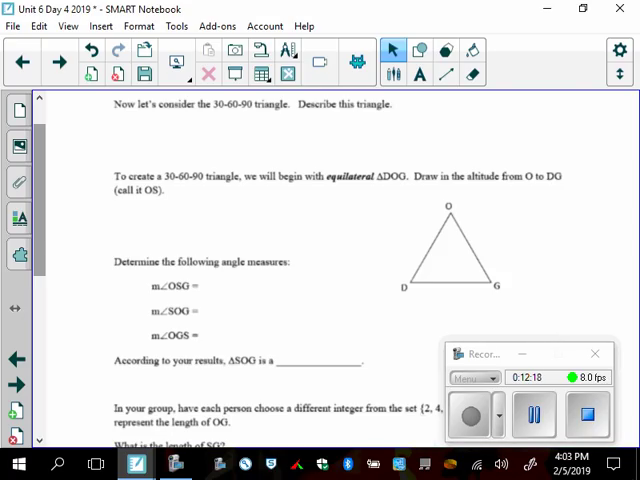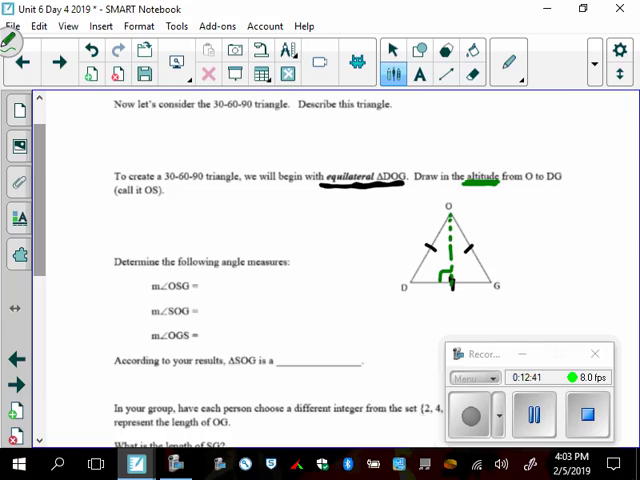Okay, but we're starting with an equilateral triangle. Who let the dogs out? I didn't. So all three sides are the same. They want me to draw in an altitude. What does this triangle have? Attitude? Oh, altitude. That means it's height.